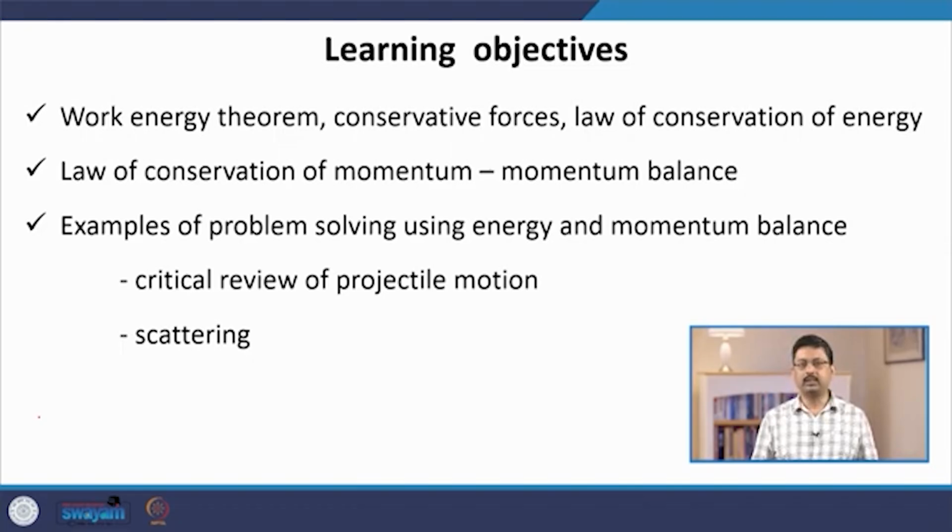So, we are going to discuss the work energy theorem and then define the conservative forces, which some of you may or may not already be familiar with from high school, and then we will talk about the law of conservation of energy. After that we will discuss the momentum balance, or the law of conservation of momentum.